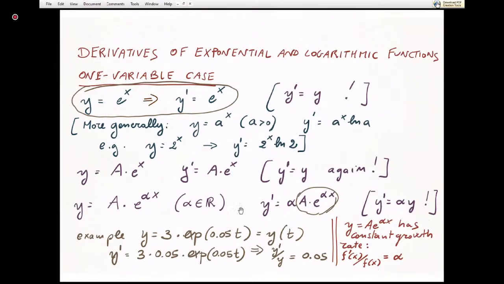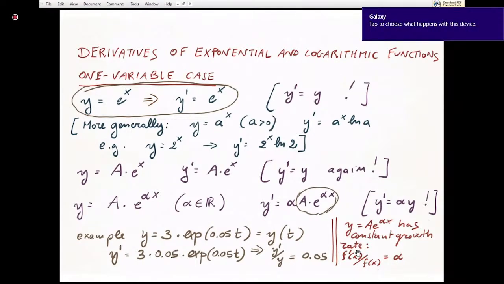Here are examples. And you may remember from the first class on elementary functions that these kind of functions have a constant growth rate, okay? So y prime over y, which means f prime of x over f of x, is equal to alpha. And this is called the constant rate of growth, which is different from the rate of change, okay? So the rate of change is the derivative, the rate of growth is the ratio between the derivative and the level of the function, and this quantity is also called the logarithmic derivative of a function.